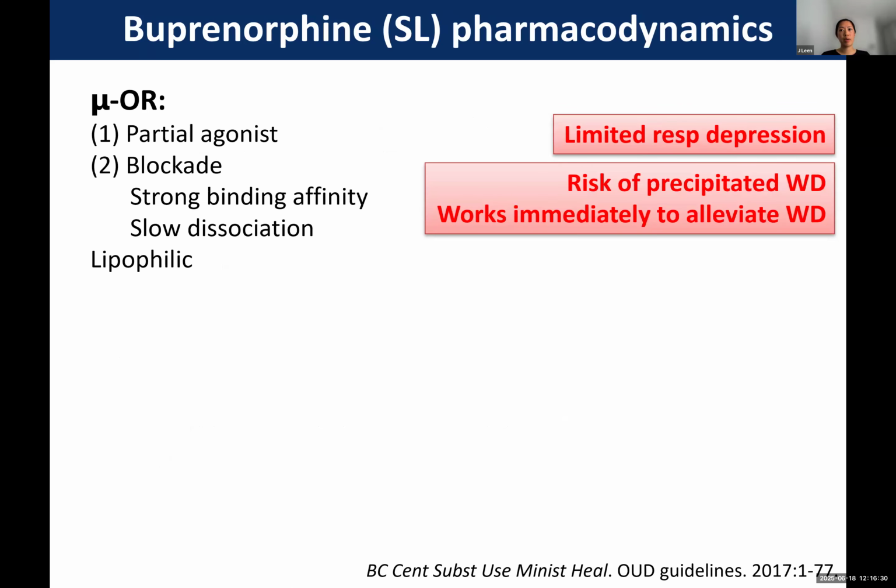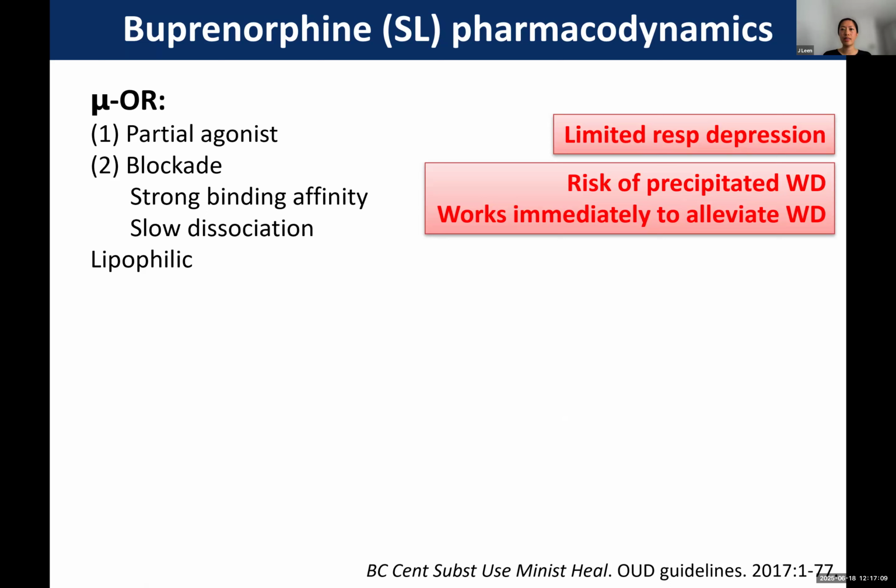Looking at the pharmacodynamic properties, what makes buprenorphine unique is that it's a mu opioid receptor partial agonist. So there is a limit to how much respiratory depression it can exert when it binds to the mu opioid receptor. The second key property is that it offers a blockade. When it binds to the receptor, it binds very strongly, and it's slow to come off of the receptor. Because of that, and we'll see later that there's a risk of precipitated withdrawal, but it works well and it works very fast.